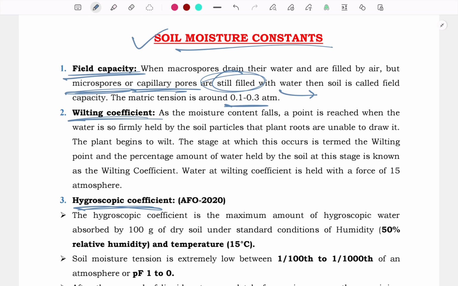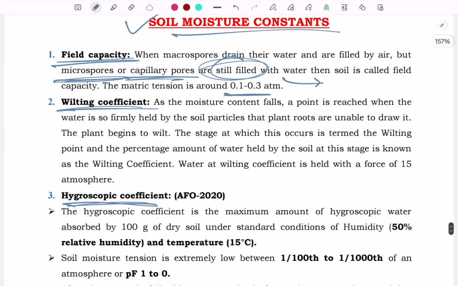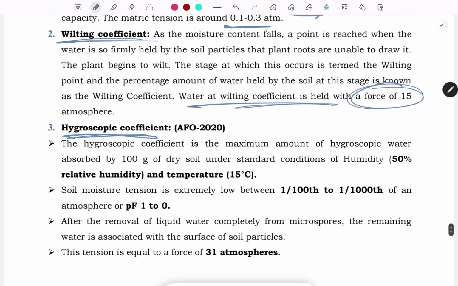After there is a rain, after 2 to 3 days, soil is said to be at field capacity because the water is present in micropores, that is capillary pores, that is used by the plants. Wilting coefficient is also called the permanent wilting point. Water at wilting coefficient is held at a force of 15 atmosphere.